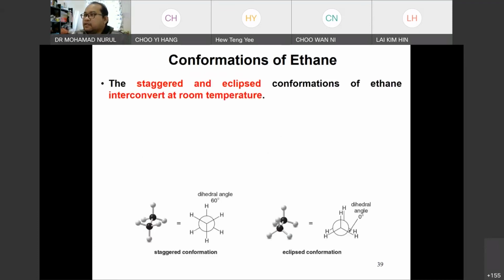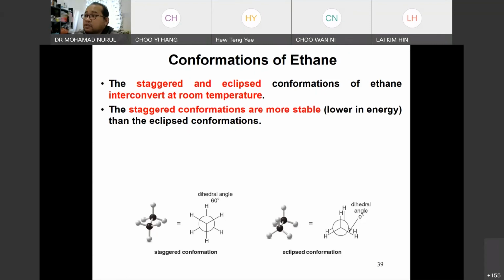Okay, so staggered and eclipsed conformations of ethane interconvert at room temperature, which means it's moving around. It's easy to move, because it doesn't stay in one position. So the staggered conformation is more stable. Staggered conformation like this is more stable because it has lower energy compared to the eclipsed conformation, because in the eclipsed conformation they have some kind of interaction, which we will cover after this.